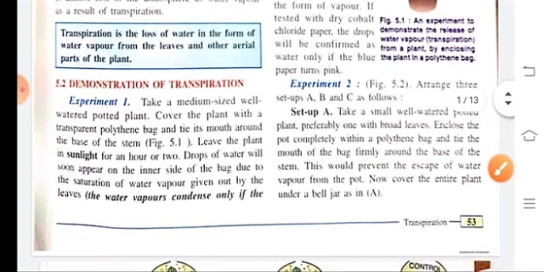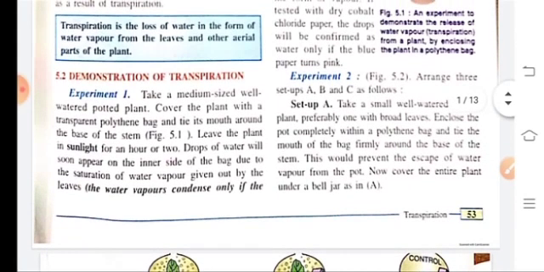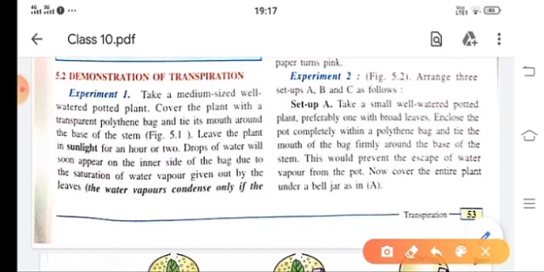So let us, children, do one experiment to show that transpiration is done in plants, or that loss of water is in the form of water vapor by transpiration. For this experiment we have to take one medium sized well watered potted plant, and this plant is covered with a polythene bag at the base of the stem. Now we have to leave this experiment in sunlight for 2 or 3 hours.